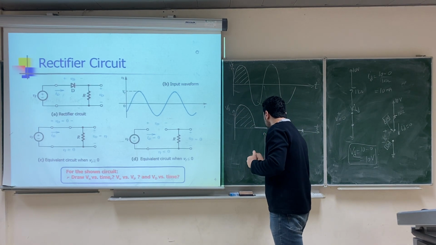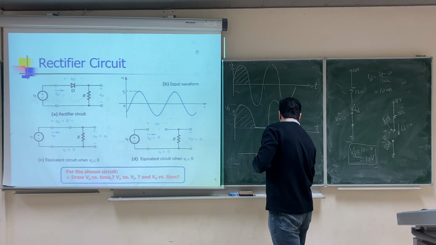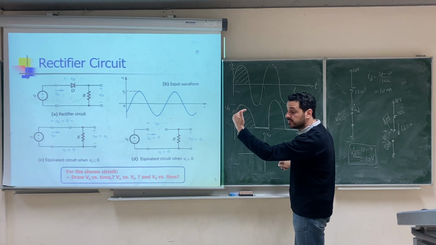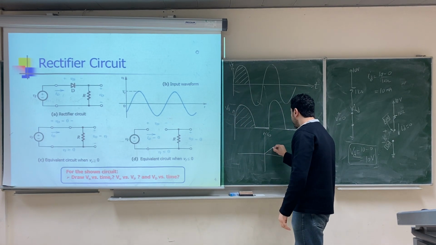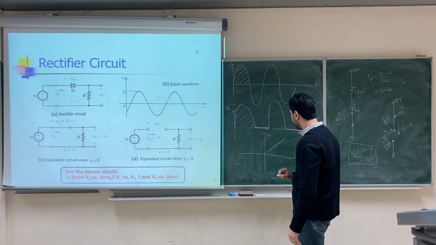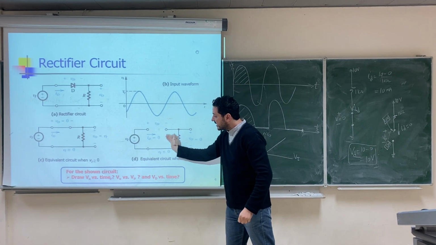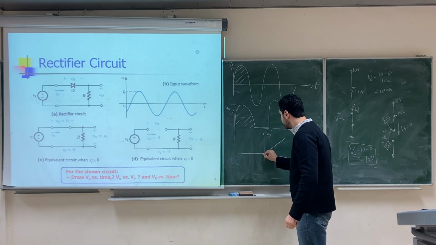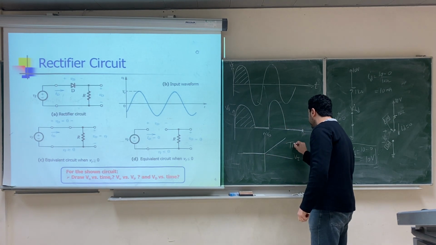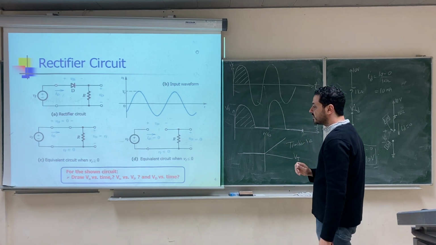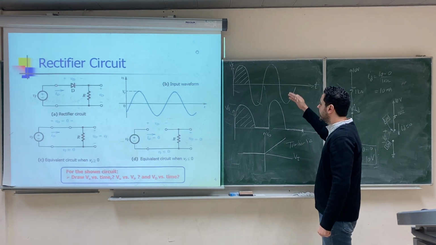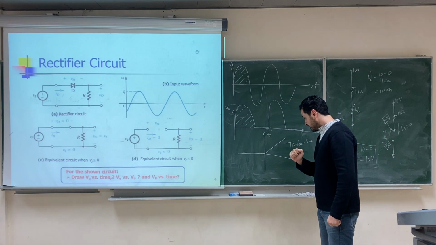Here we plotted V input with time and V output with time. You can also, for this circuit, plot V output against V input. You will find that when V input is positive, V output will be equal to V input, exactly the same. When V input is negative, V output will be 0. So this is the relation, or what we call the transfer function of this circuit. So we plotted V input against time, V output against time, and the transfer function.